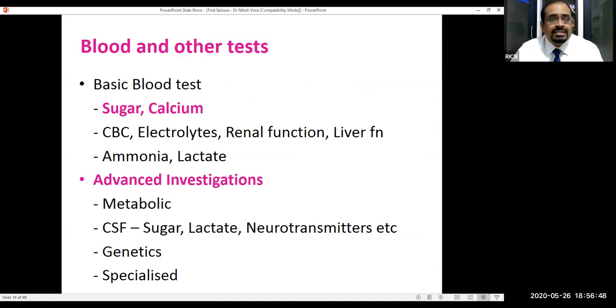Do we need blood tests? There are no routine blood tests as such for a routine first febrile seizure. But in the Indian scenario, in young children, definitely suggest random blood sugar and calcium, because hypoglycemia is very common in the Indian situation, especially in newborns and infants. We need advanced investigations, metabolic tests, CSF, sometimes genetic tests, panels, and specialist tests as well, as and when required, tailored according to each patient.